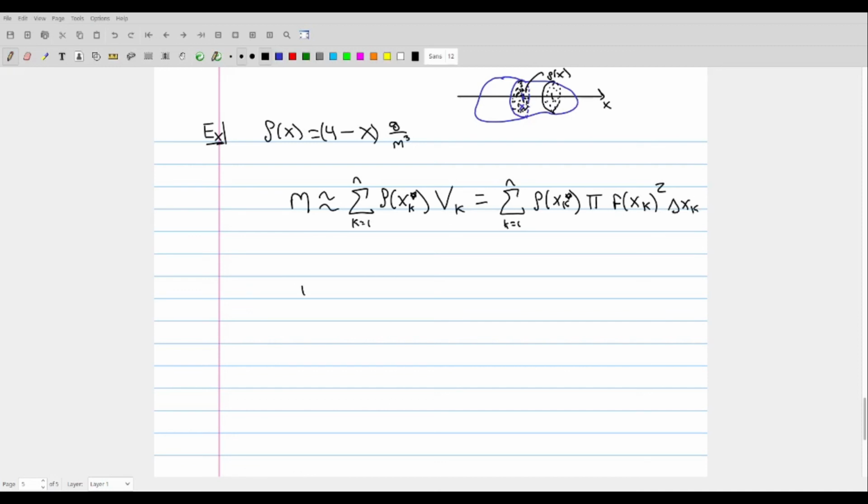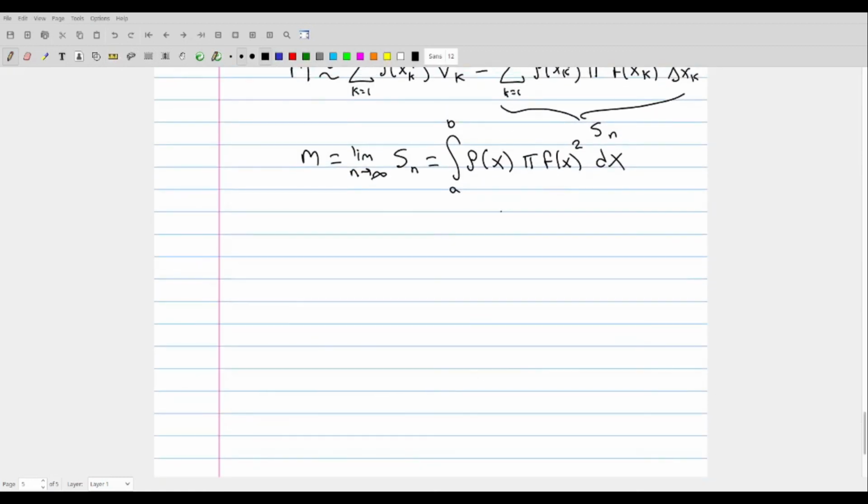And in the limit, we get that the total mass of the object is equal to the limit as n goes to infinity of this Riemann sum, which is the integral from a to b of the mass density function rho of x times pi f of x squared dx. And this is the correct way mathematically of defining the mass of objects. This is how you measure mass in physics. I'm going to circle this right here.